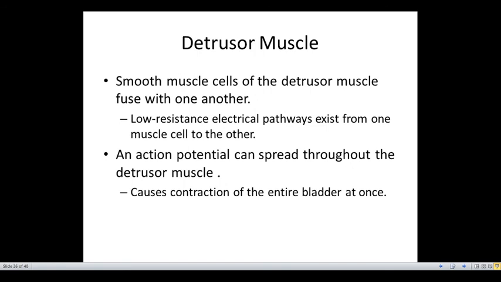Smooth muscle cells of the detrusor muscle fuse with one another. And there are low resistance electrical pathways which exist from one muscle cell to the other. Therefore, an action potential can spread throughout the detrusor muscle, causing the contraction of the entire urinary bladder at once.